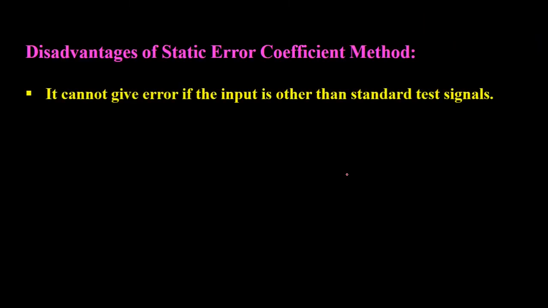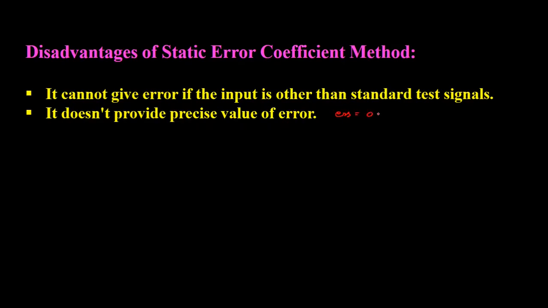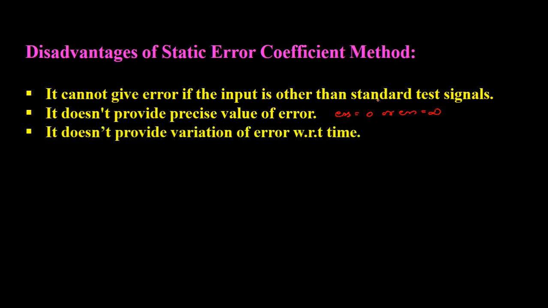Now let us see the disadvantages of static error coefficient method. First, it cannot give error if the input is other than standard input signals. That means it gives error only when standard test input signals are applied. Then next, it does not provide precise value of error, as it provides error equal to 0 or error equal to infinite. It is not giving the precise value of error. It does not provide variation of error with respect to time.